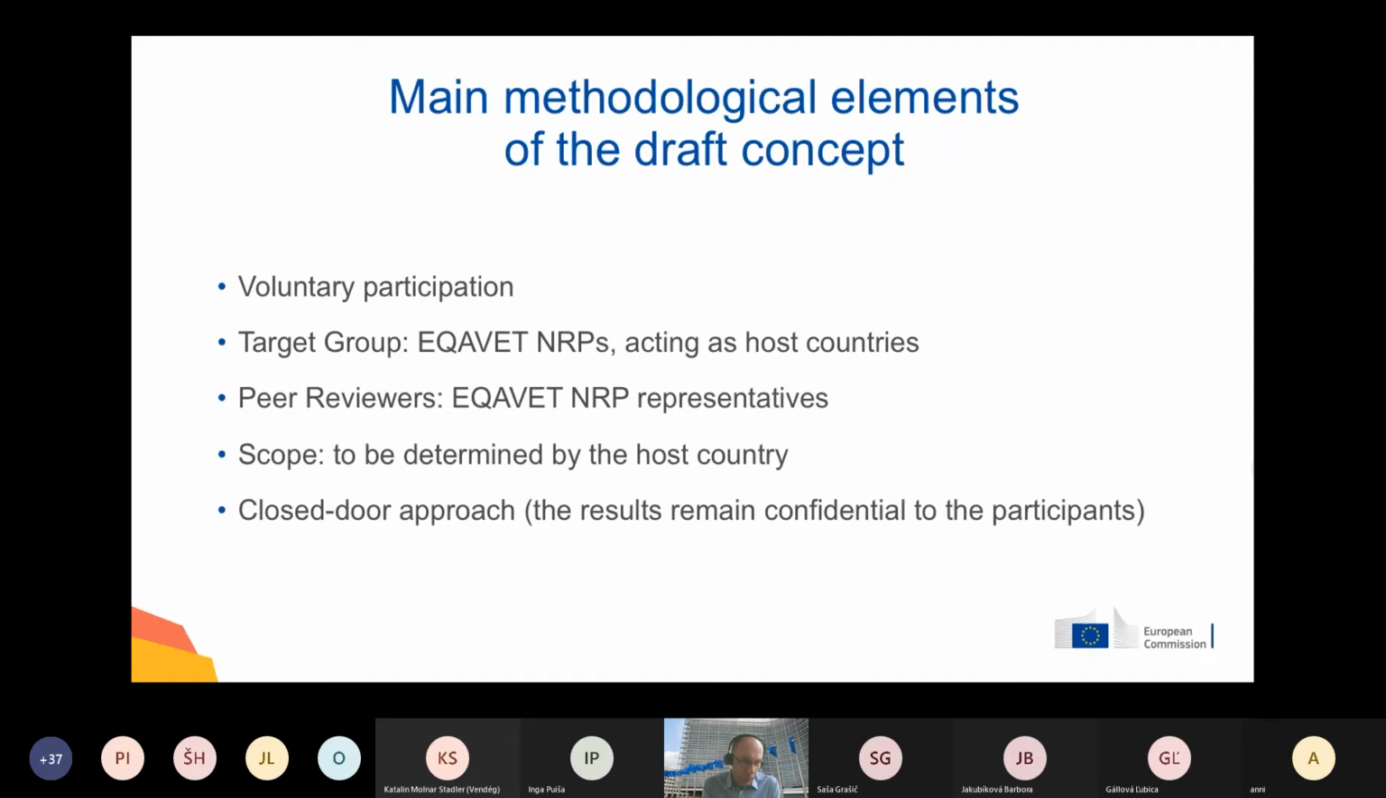And then the last principle, the closed door approach. What will be discussed in a peer review remains confidential to the participants. After the peer review, there will be a report, but it will depend mainly on the host country to disclose details of these meetings or not. So this is up to the host country to decide to which extent it would like to make public the elements that were discussed during the meetings. Yes, next slide, please.